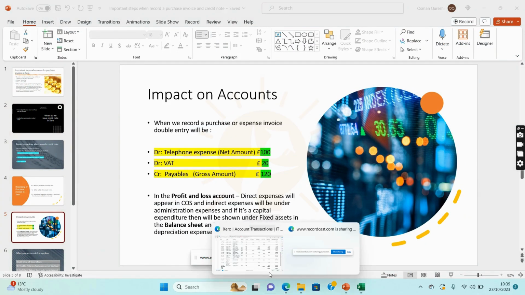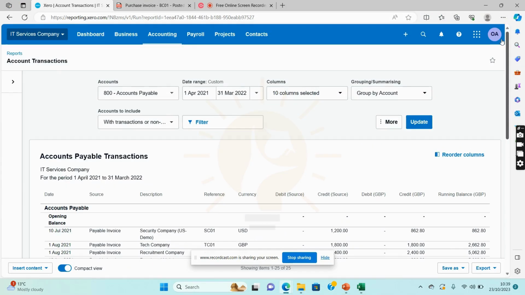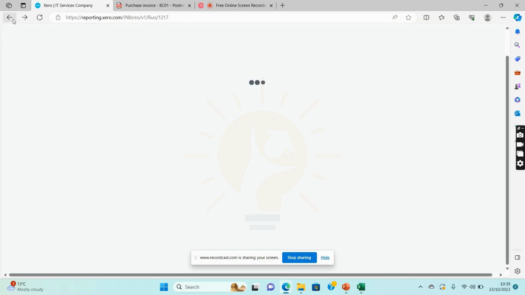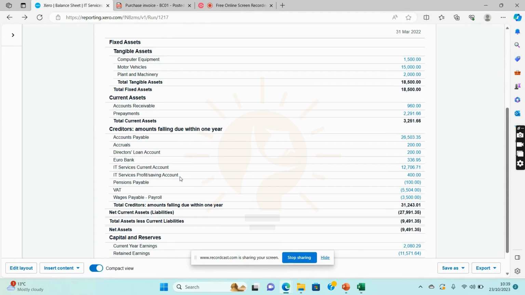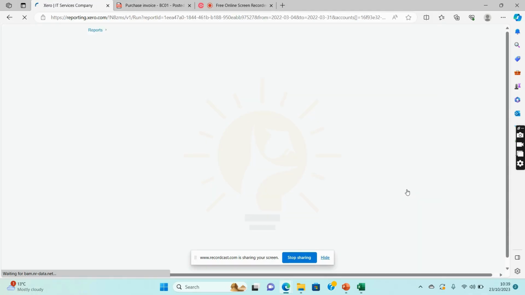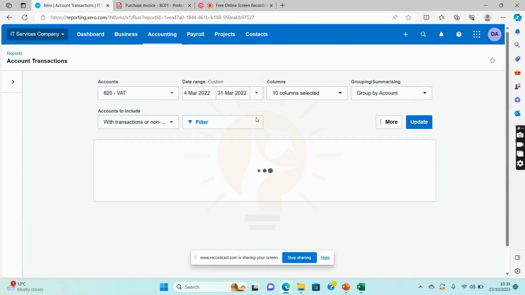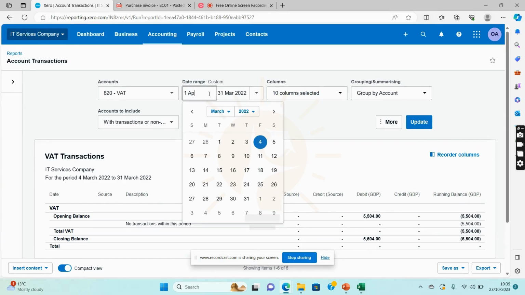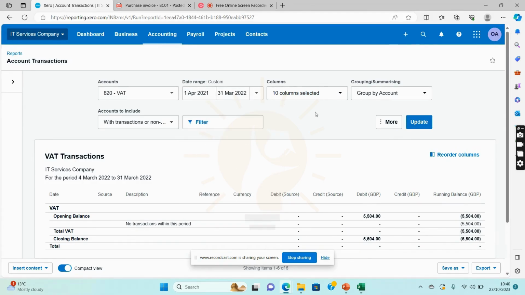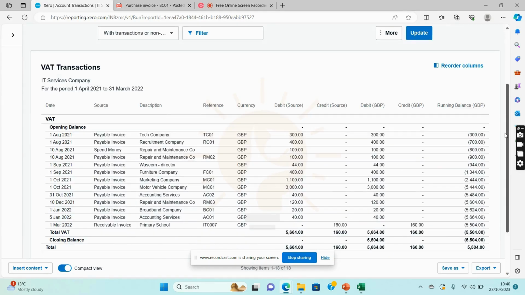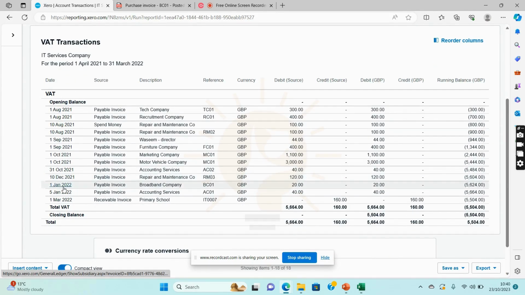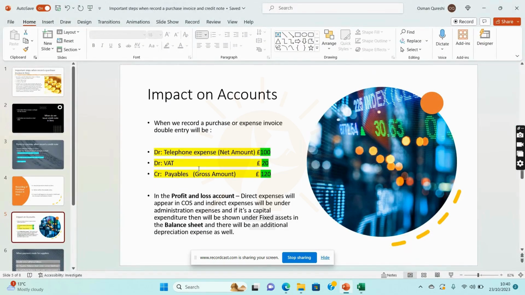Okay, now I will have to go back to the VAT section, so I will go back, and VAT, under creditors, I will click here. The year starting date is 1st of April 21. Year end date is 31st of March 22. I will click update here. And for 1st of January 22, I need to look into the VAT. So here you can see 1st of January 22 broadband company debit balance of £20. You can check here as well, £20.